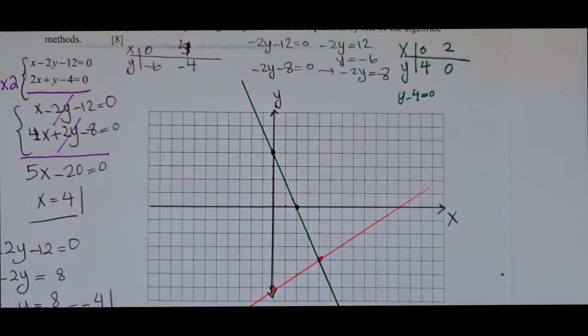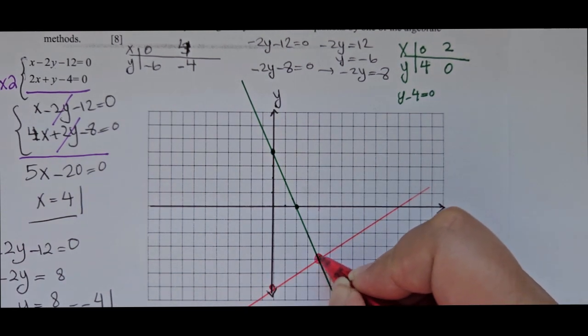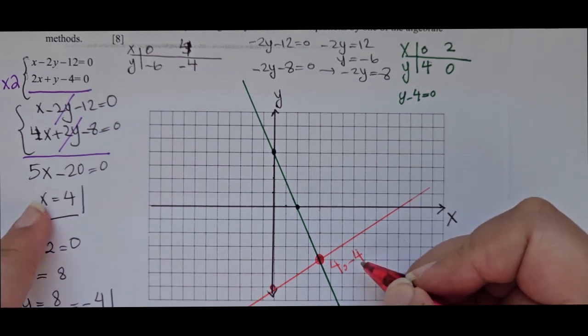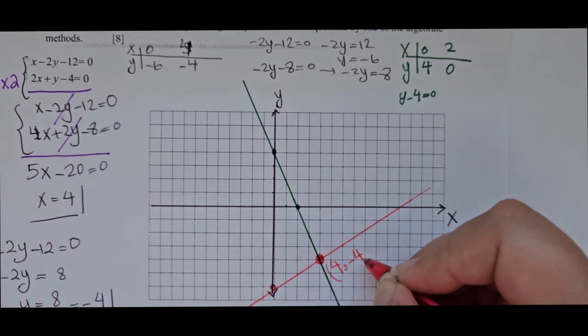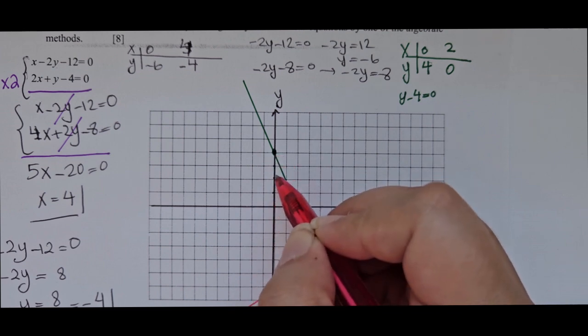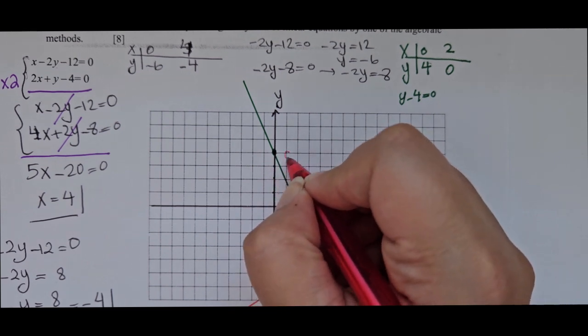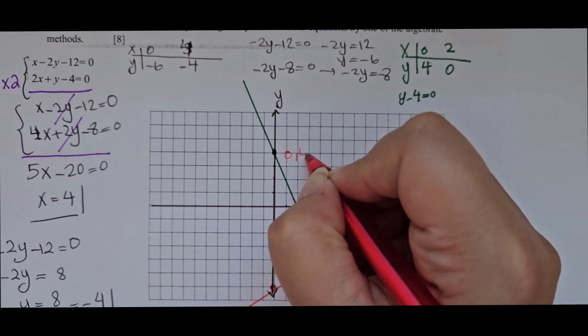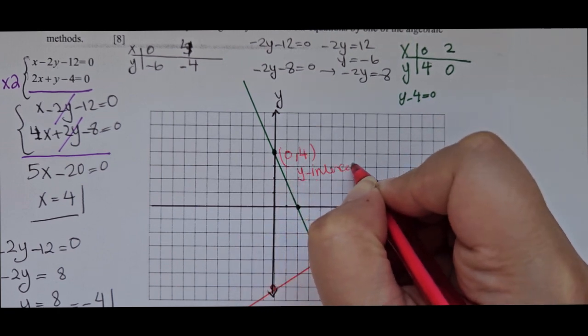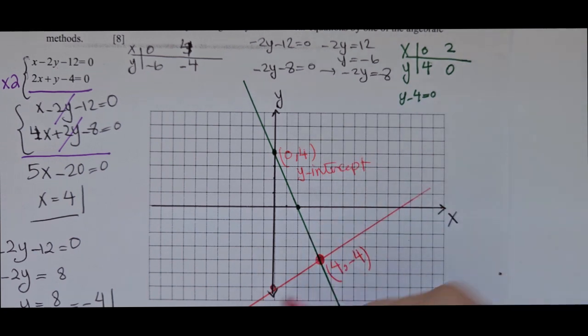What is the intersection point here? This is the intersection point. It's 4 and negative 4, right? 4 and negative 4. And then what is the y-intercept? This is the y-intercept, which is 0 and 4. This is called the y-intercept, okay?